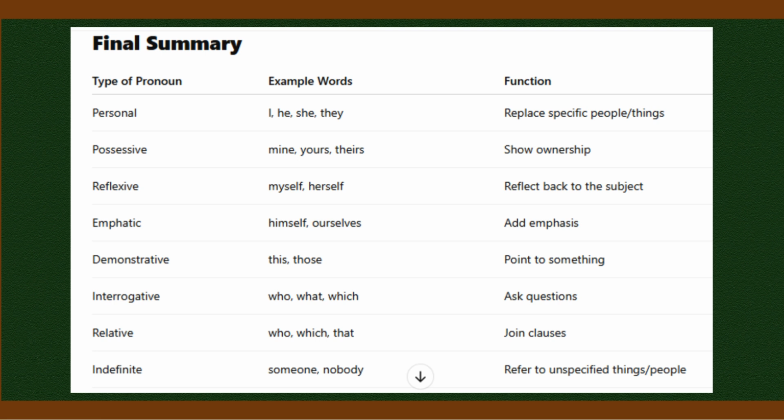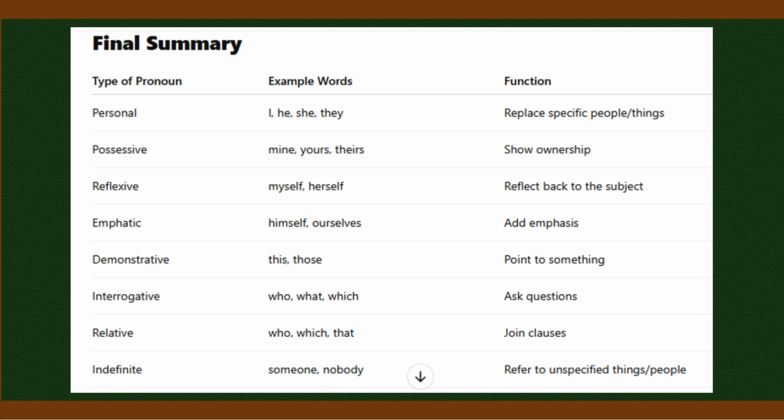Final summary. Type of pronoun, example words, function. Personal: I, he, she, they. Replace specific people, things. Possessive: mine, yours, theirs. Show ownership. Reflexive: myself, herself. Reflect back to the subject. Emphatic: himself, ourselves. Add emphasis. Demonstrative: this, those. Point to something.